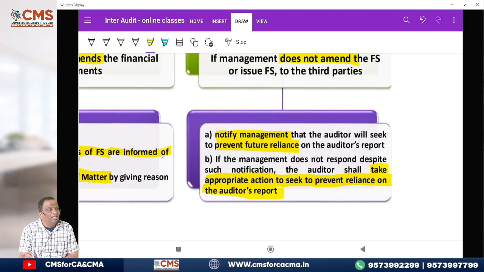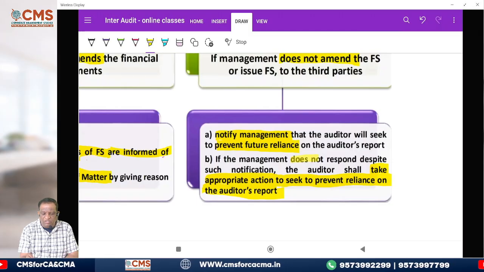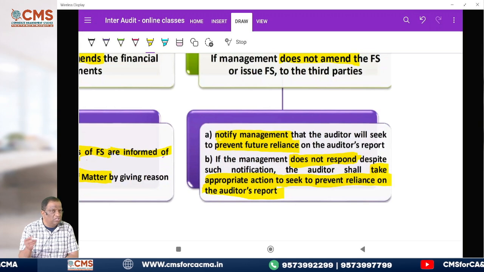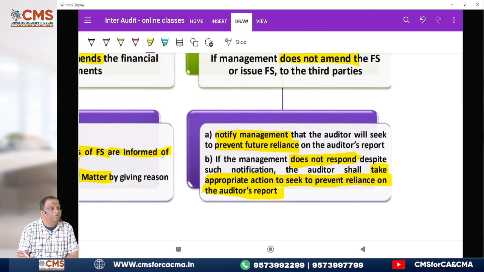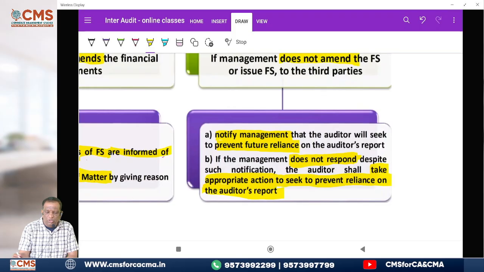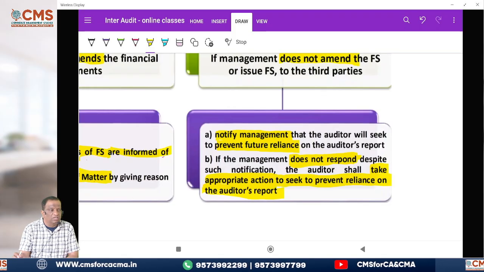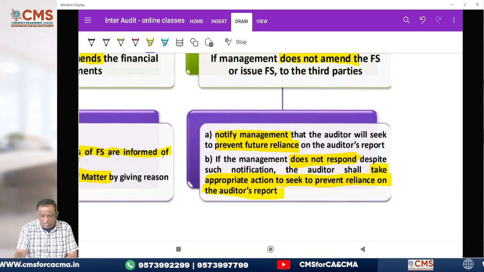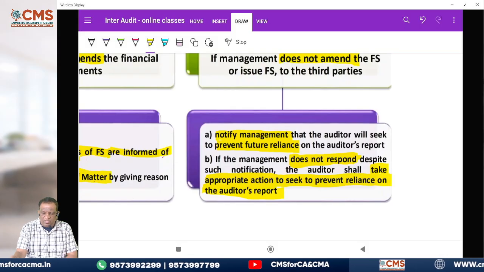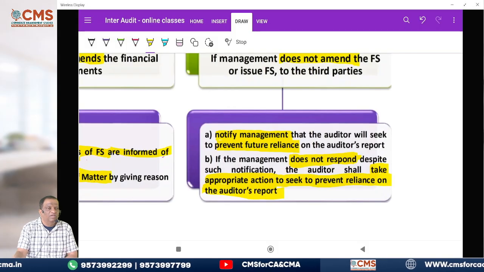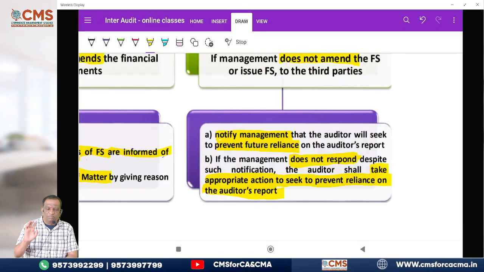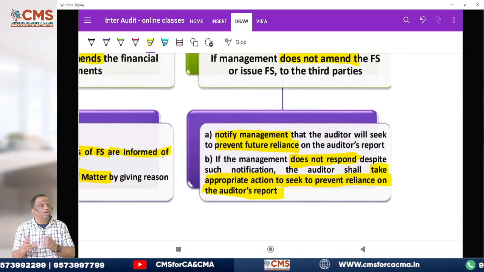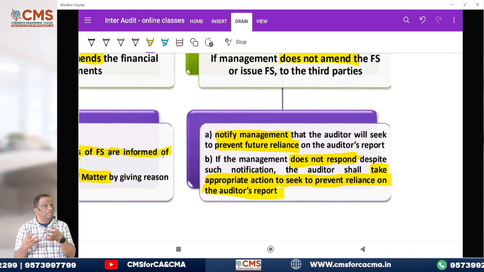But if the management is still not responding, even after your threatening, or even after you are bringing them to alert, whatever polite language you use, even after you tell them, the management is not willing to do that. Then what do you do? Then the auditor will take appropriate action to seek reliance. That is, the auditor will issue a public notice telling everyone this is what had happened. I signed the audit of, let's say, TCS or whatever, and there are mistakes. We realized, we requested the management to change it, but they are not giving. But in the interest of the public, we request you not to rely on our report. So the auditor will go to the public. Then you can imagine, once there is a statement like that by the auditor, the whole world erupts.